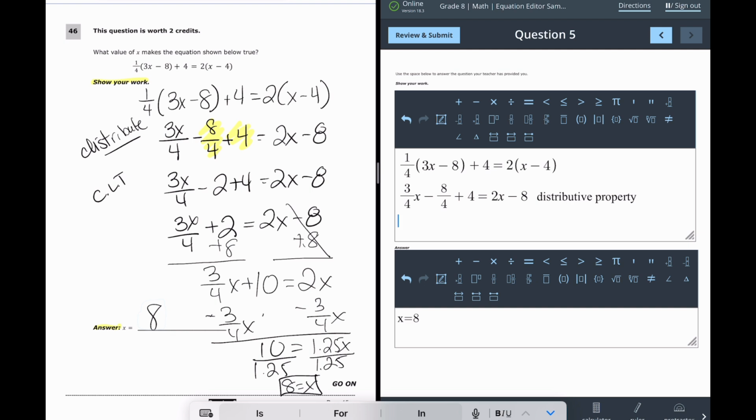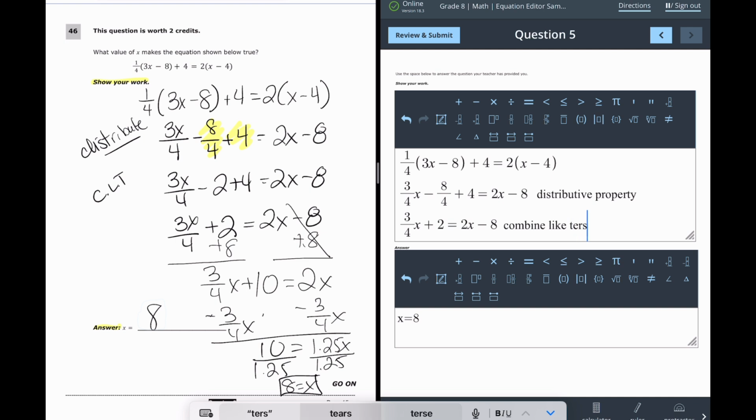Okay. Now here I'm just going to do the same thing again. I know in this row 3/4 x, and I'm going to assume that they know that I did minus 2 plus 2, so I'm just going to put plus 2 is equal to 2x minus 8. Okay, and I'm going to put combine like terms. And all I did there was negative 2 plus 4 is equal to 2. Okay, that's all I did.